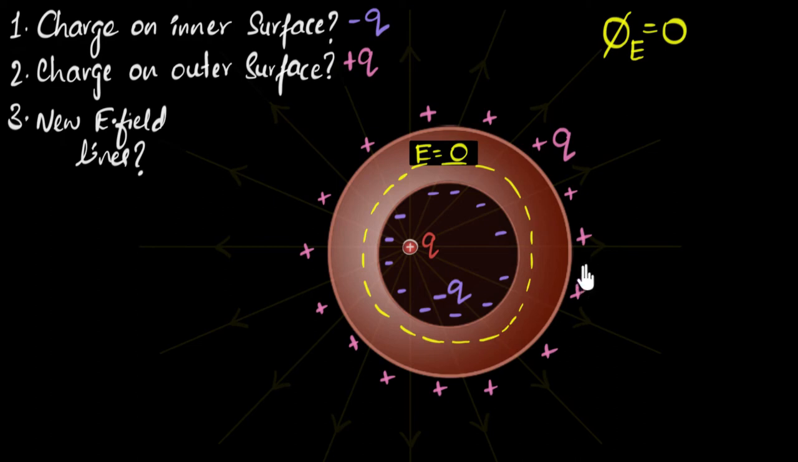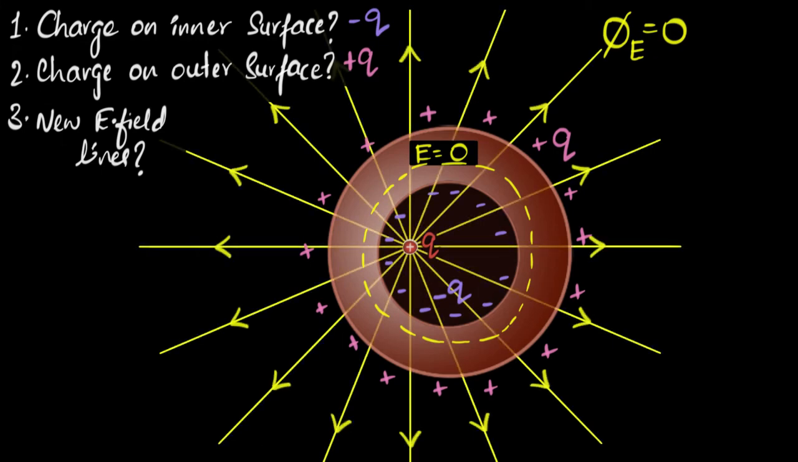But we're not done yet. We also need to look at the charge distribution and what the electric field looks like, what the new electric field is going to look like. So let me bring back the original electric field. Here it is. So this would have been the electric field at the beginning before all of these charges got induced. The question is, what would this new electric field look like?